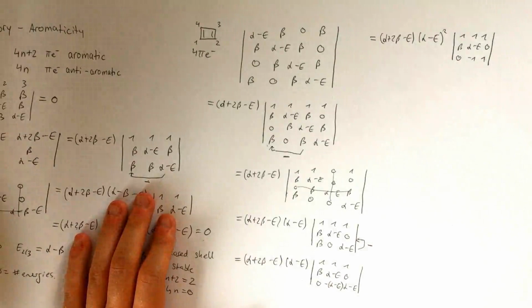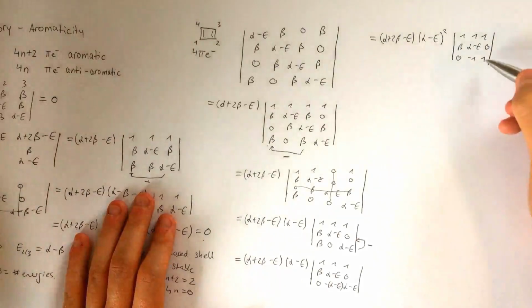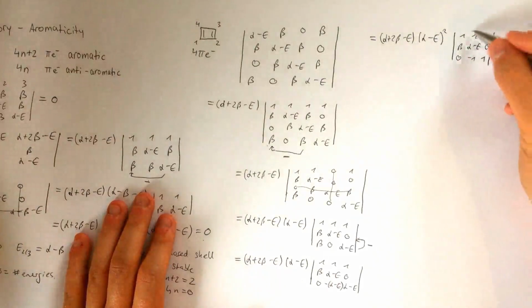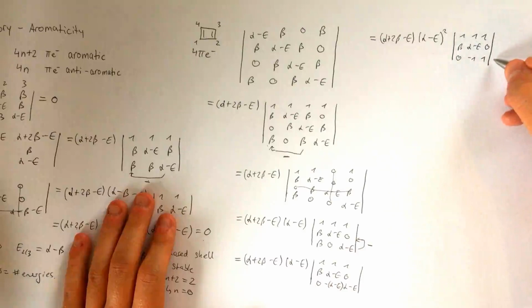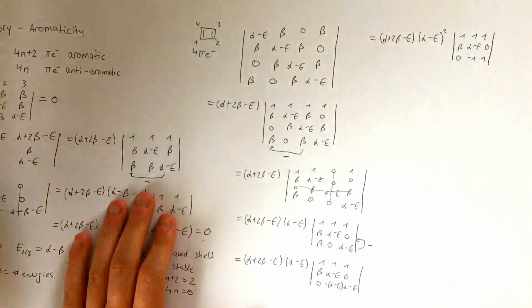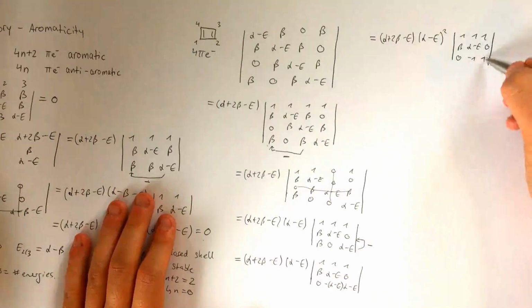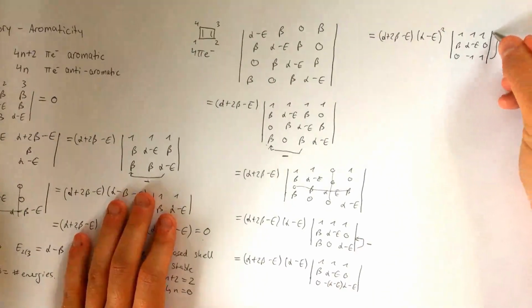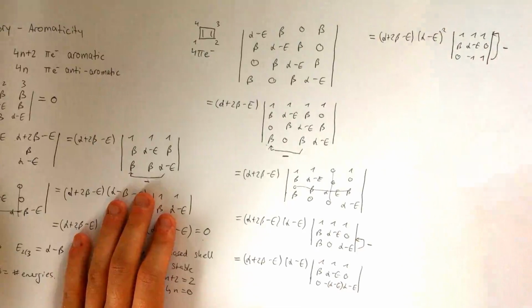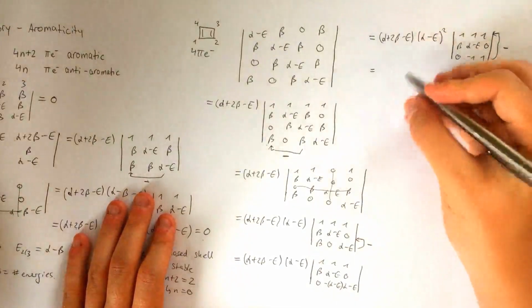So the next step will be to subtract the first row from the last row. If we do that, we eliminate this 1, which gives us a column with 2 zeros. Okay, I'll write it down.